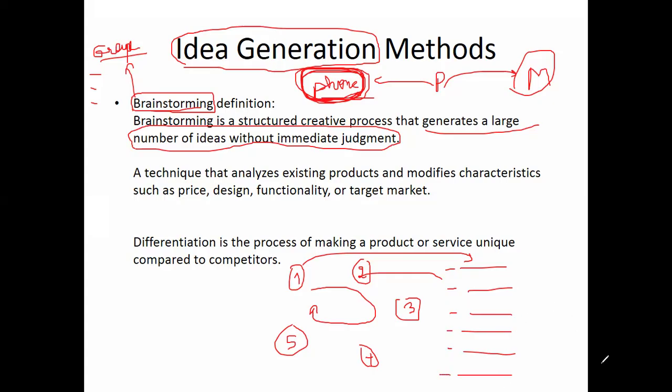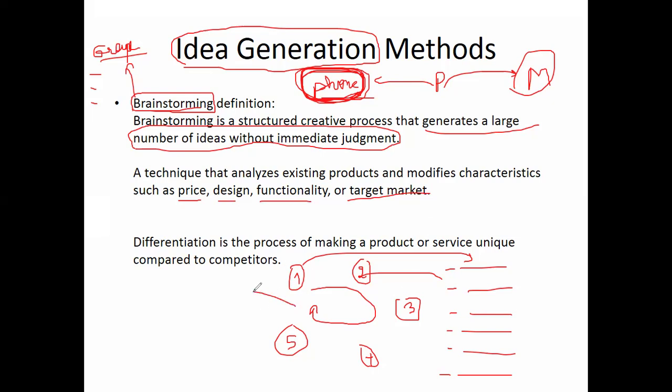This is the first step, to collect a large number of ideas without immediate judgment. So the second step is how to filter these ideas according to these characteristics. For example, if we have a product, according to price, design, functionality, or target market.